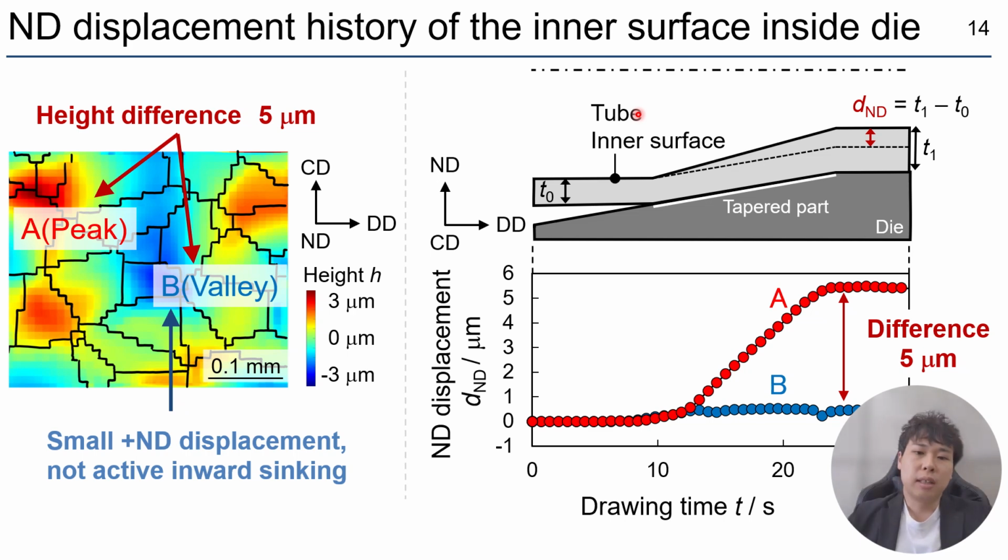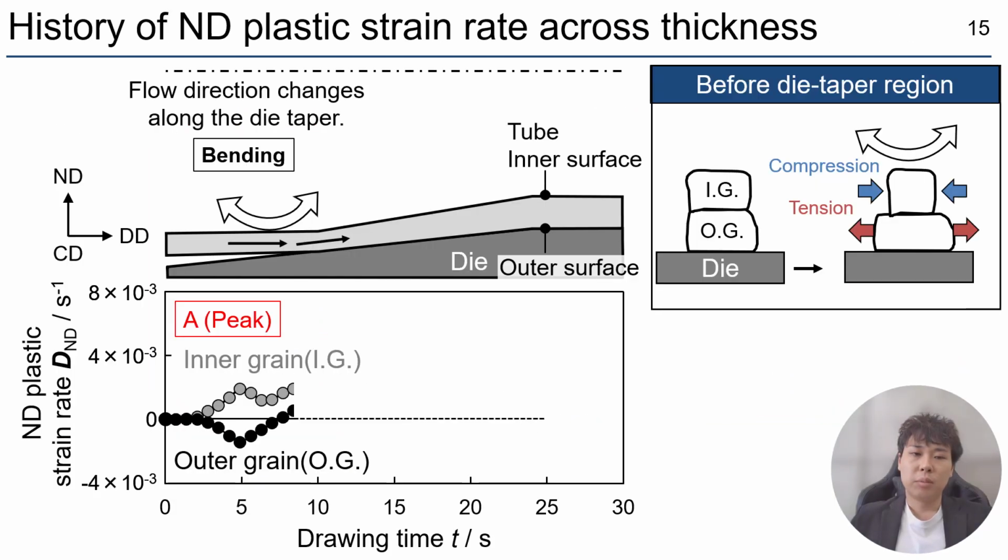Next, I investigate the factors causing differences in ND displacement depending on the location on the inner surface. In this model, the wall thickness contains 2 or 3 grains. At position A, which became a peak in the previous slide, I evaluate how much the grains on the inner and the outer surface side deformed in the surface normal direction, namely the ND direction.